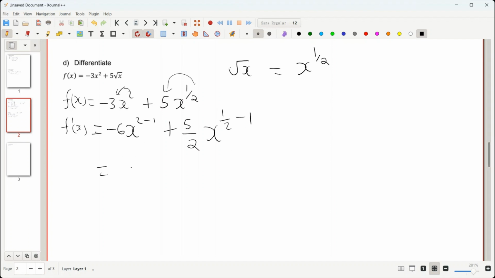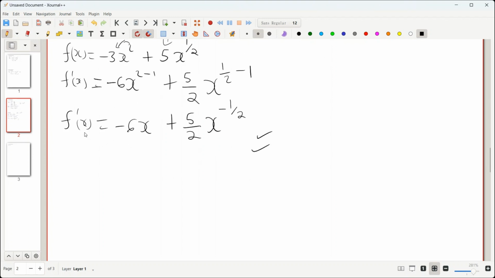Okay, so when we simplify this, our f derivative will equal minus 6x. So 2 minus 1 will be just 1. And then we have 5 over 2, and then we have x to the power 1 over 2 minus 1. So if we simplify this, we'll simply get minus 1 over 2. So now we have found the derivative for f of x, okay?